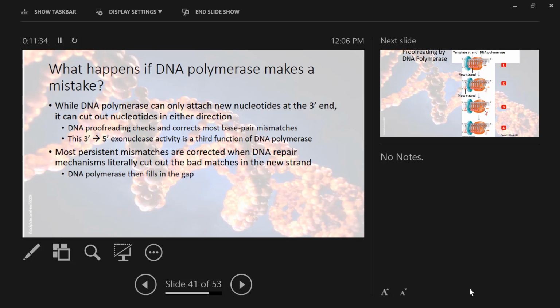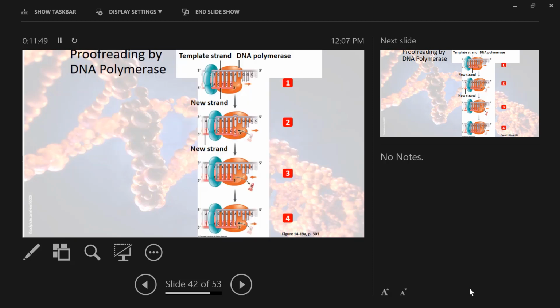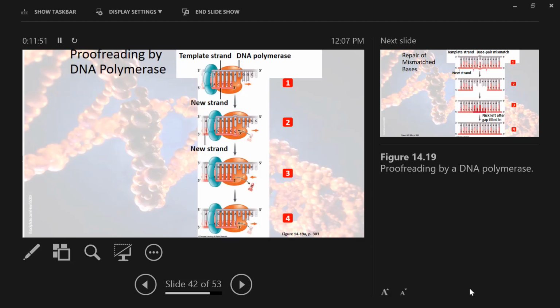Everything's a balance, right? If you're going to emphasize strength, you sacrifice mobility. If you're going to emphasize speed, you sacrifice fidelity. If you're going to emphasize fidelity, you sacrifice speed. But DNA polymerase meets both as well as possible. Okay, so here's the proofreading.